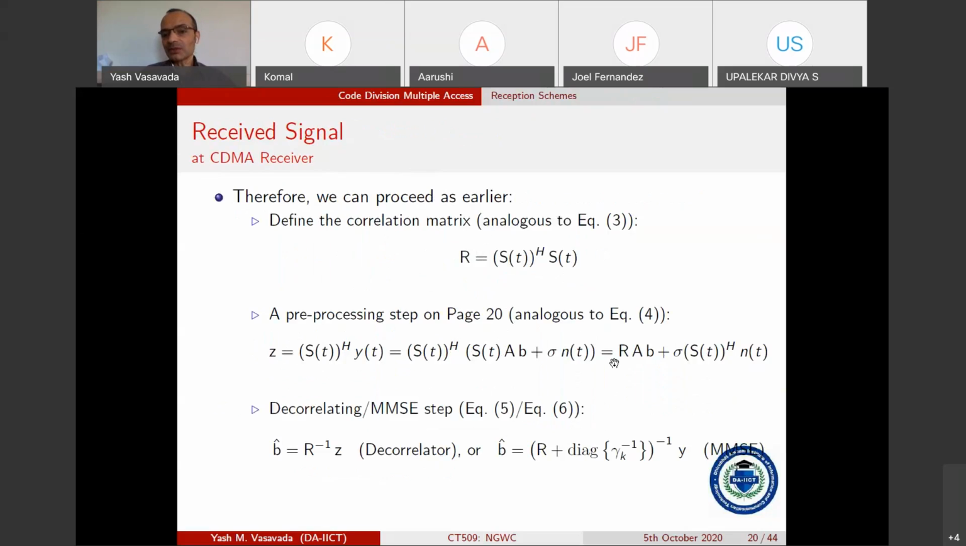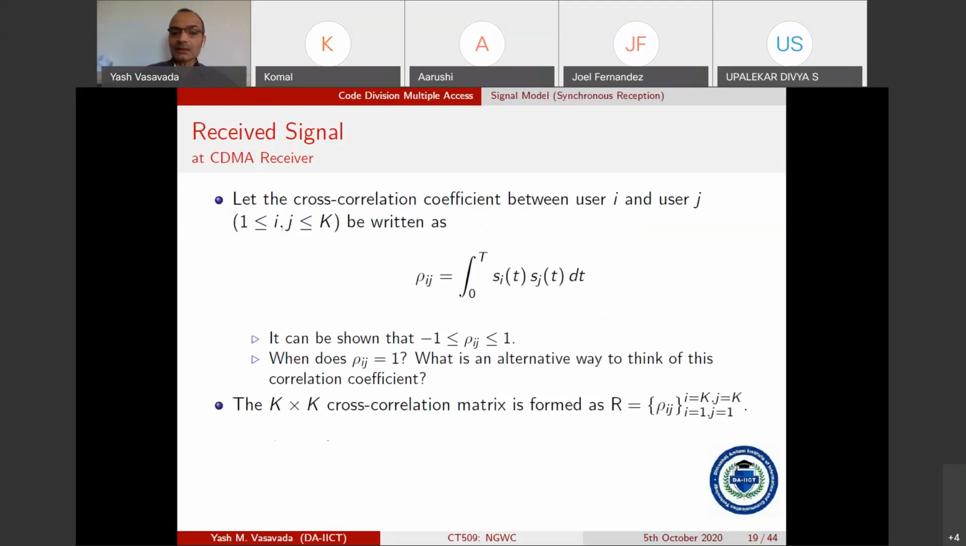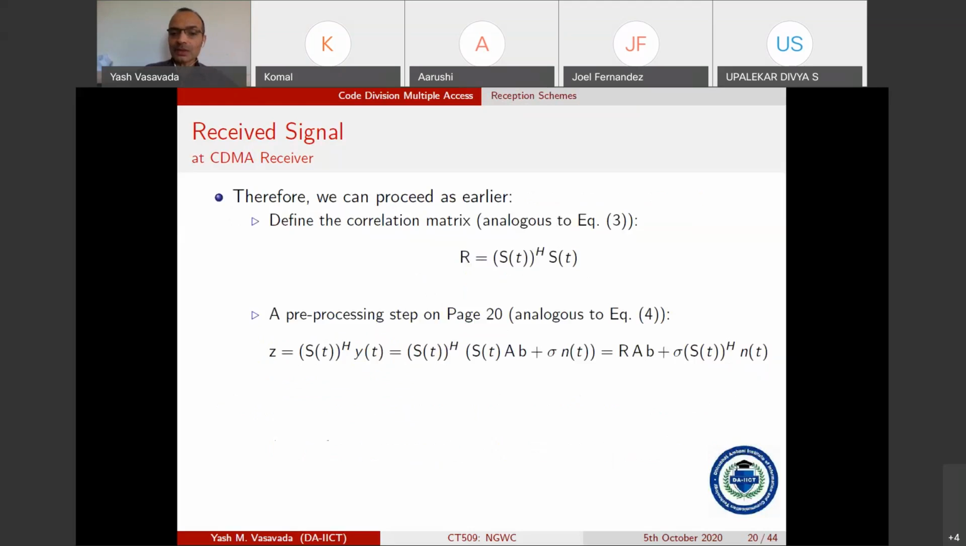And that step was sufficient because when the basis vectors are orthonormal, this R becomes identity matrix. And I get the signal back without any corruption from the other interferers. But in our case, this orthogonality is not present. These rho values may be non-zero. And so now we have to deal with matrix R, which is present there.